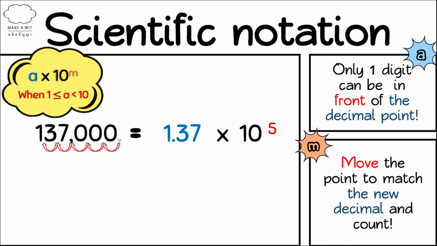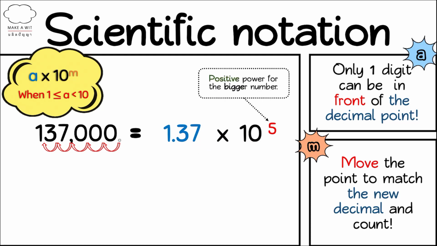So that's it. Now let's see. The positive power is for the bigger number. See, this number is more than 1, right? But if it's less than 1, like this decimal, guess what? This will be negative for the power. Alright, but first thing first, find A. What is the decimal for this?